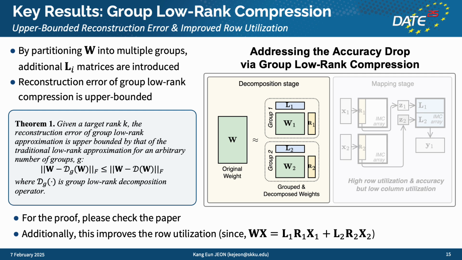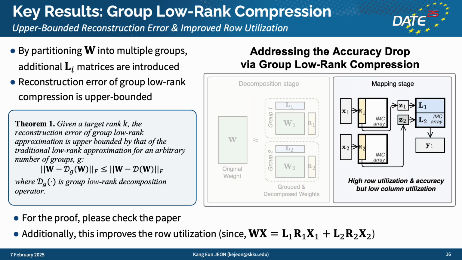Let's start with group low-rank compression. By partitioning the weight matrix into multiple groups and then applying the low-rank compression, we are basically introducing additional L matrices. In other words, we have more Li vectors to encode the elements in W, thereby alleviating the previously mentioned information bottleneck. We also find that the reconstruction error of group low-rank compression is upper bounded by that of the traditional low-rank compression for an arbitrary number of groups, and this is shown in Theorem 1. Intuitively, you can convince yourself that this is true as you are introducing more parameters. For the detailed proof, please see our paper.